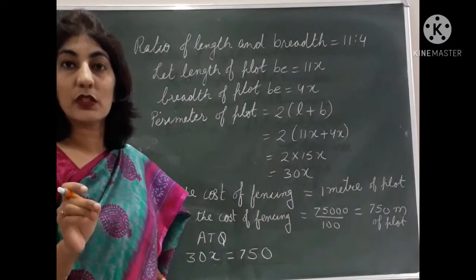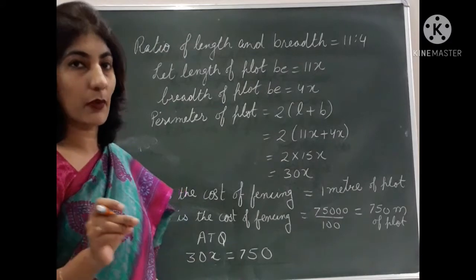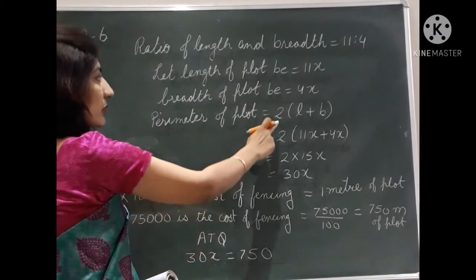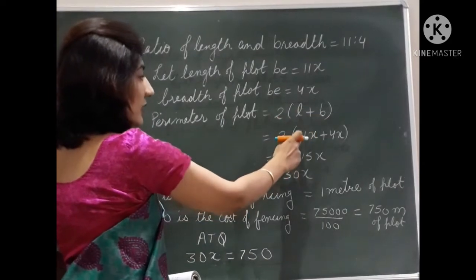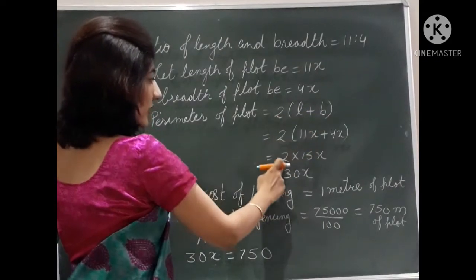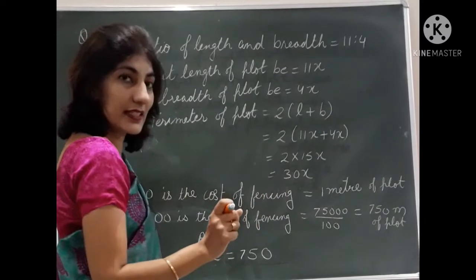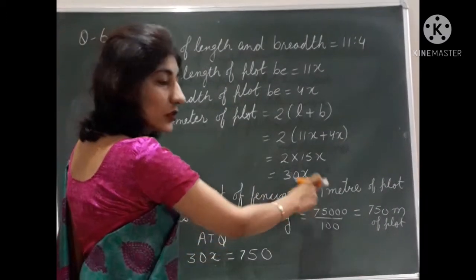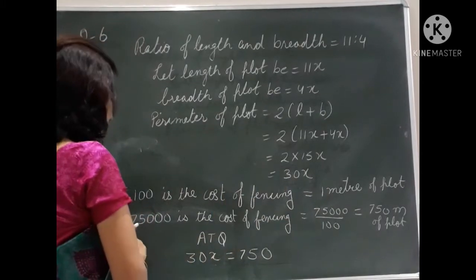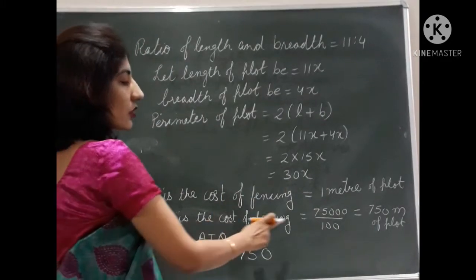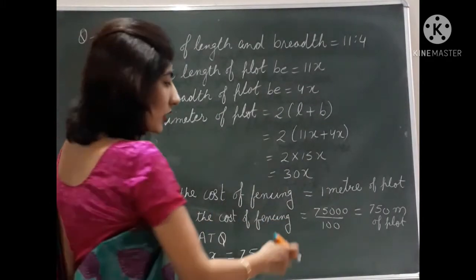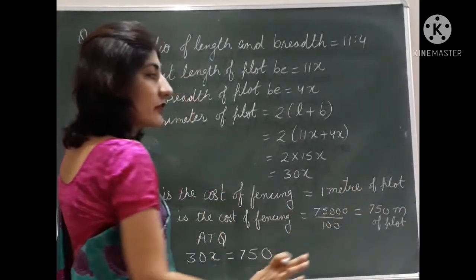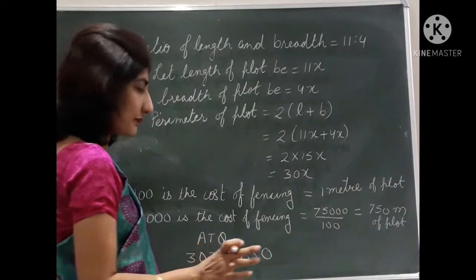Fence the plot means we need to know the perimeter of the plot. So according to this length and breadth, if I find the perimeter, it will be 2 into (L plus B), that is 2 into (11x plus 4x), 2 into 15x, that is 30x. Now rupees 100 is the cost of fencing how much? 1 meter of plot. So rupees 75,000 is the cost of fencing how many meters of plot? You will divide 75,000 by 100, that means 750 meters of plot.